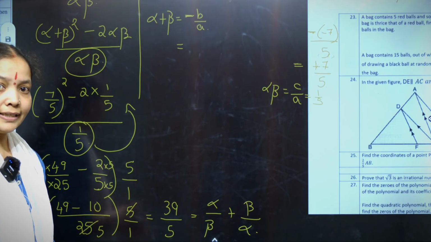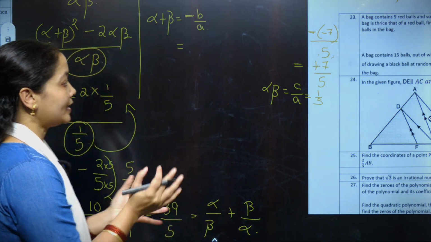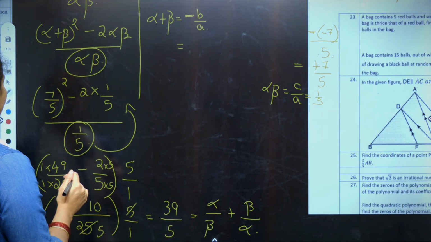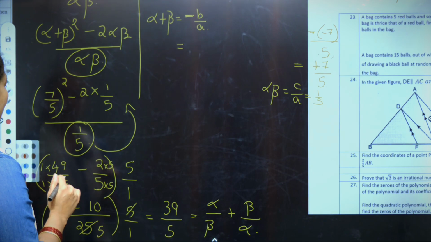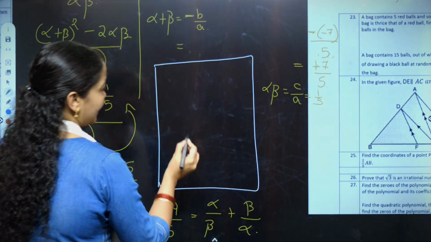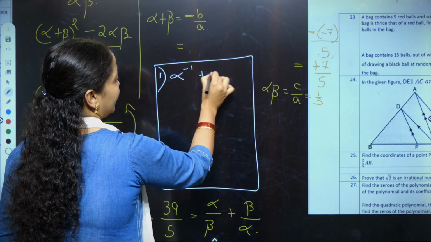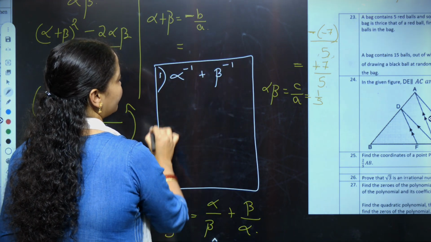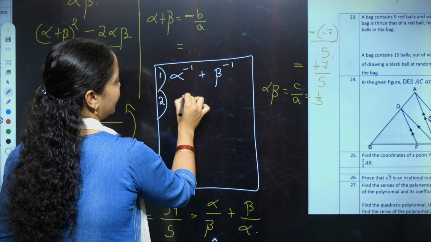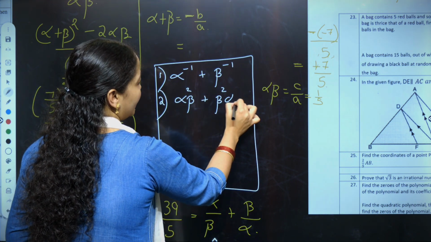More related questions of the same type can be asked. F of x can be given to you and they can ask you some important questions like, I am just writing it here inside the box. They can ask you to find the value of alpha minus 1, beta minus 1. They can ask you the question related to alpha square beta plus beta square alpha.